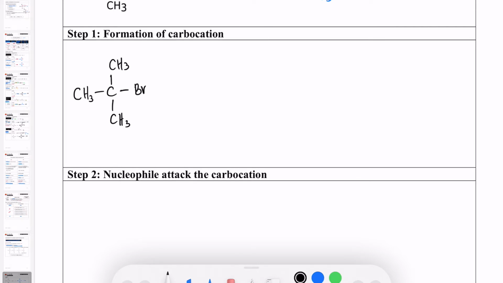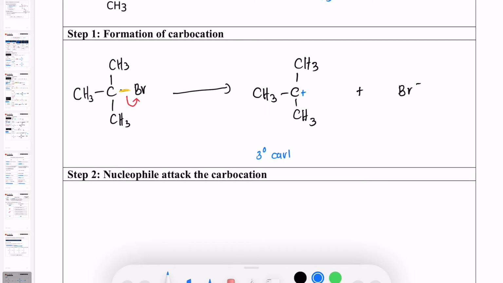Okay, so pada step ini, this bond kan, macam biasa dia akan undergo heterolytic cleavage to produce CH3, and then plus Br minus. So ini pula akan jadi positif. Okay, so this is, as you can see, we can classify this as our tertiary carbocation.